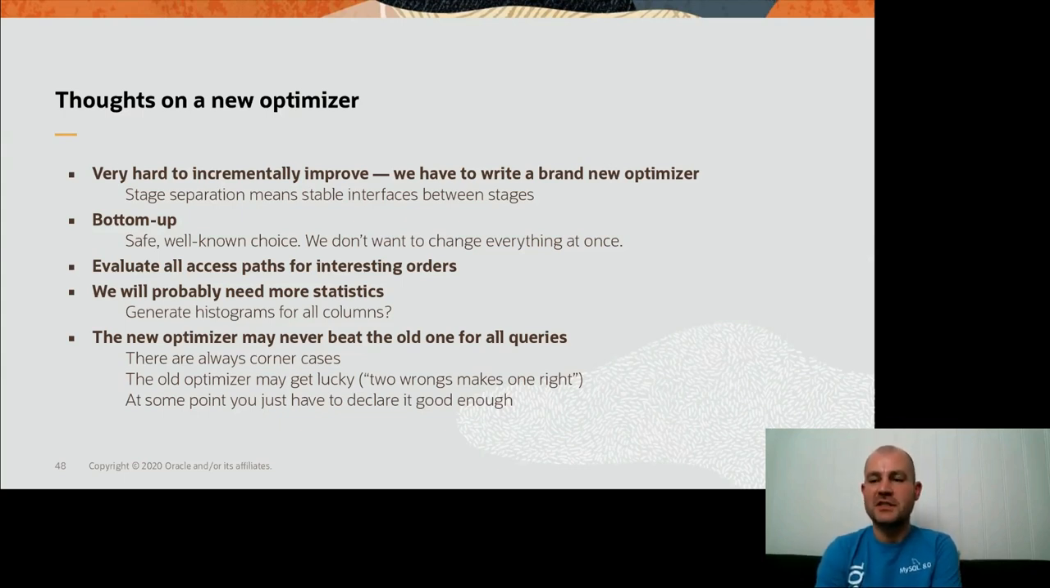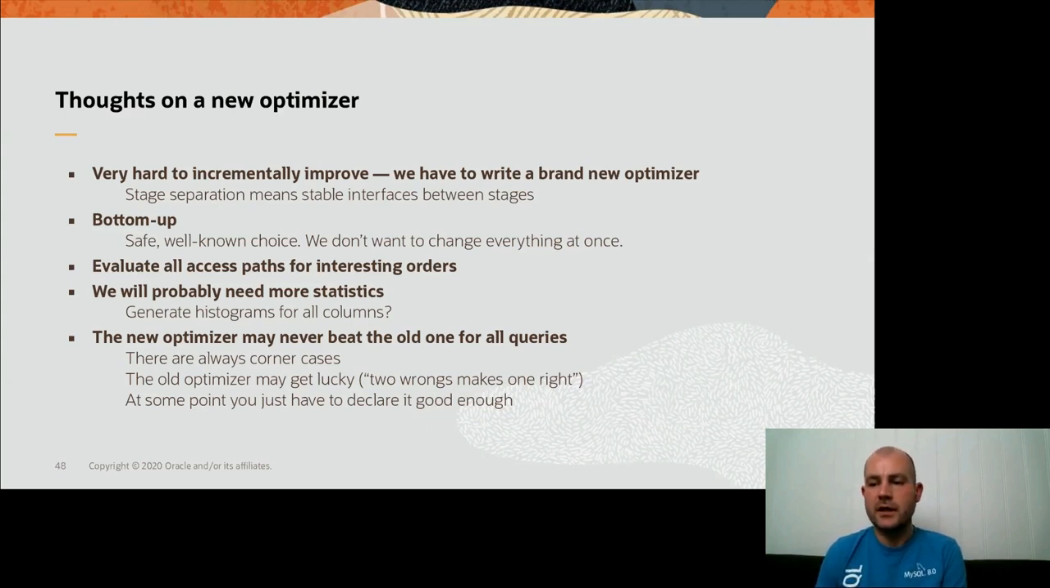We'll probably need more statistics. And what comes to mind immediately is histograms for all columns like Postgres, and maybe also this top 100 thing that they do. But we are definitely going to need more statistics. So this will show up at some point.